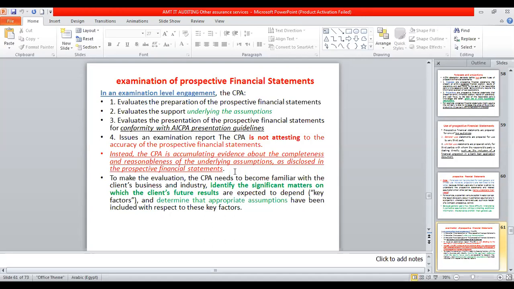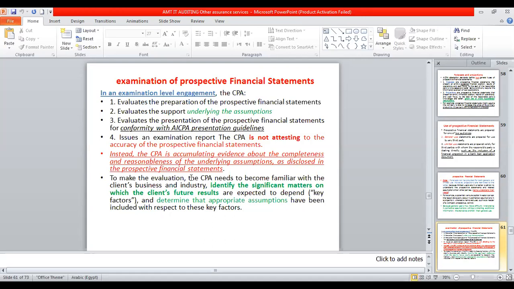So here the auditor or the CPA firm, in examining the prospective financial statements, should focus on the underlying assumptions: evaluate the completeness and reasonableness of the underlying assumptions instead of the data itself, instead of the disclosed items or disclosed information in prospective financial statements. But the main objective, and you should understand it well, is that in examining the prospective financial statements, the main focus is on the reasonableness of the underlying assumptions instead of the data itself.